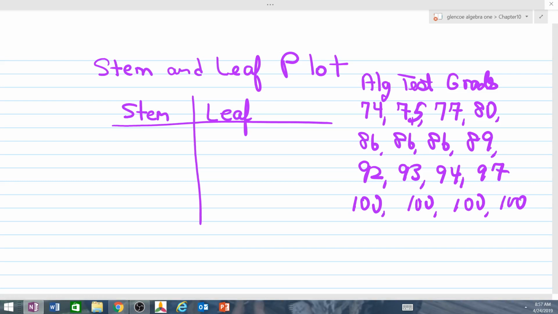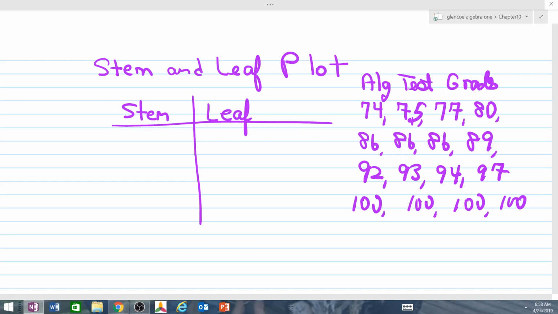The stem is the larger part of the number. So in this particular case, my stem is going to be the number that's in the tens place. It's going to be the 7, which represents the 70s family. It's going to be the 8, which represents the 80s family. It's going to be the 9, which represents the 90s family. And then, of course, it's going to be a 10 when it's going to represent 100. The thing about a stem and leaf plot, which is similar to a dot plot, is if something appears more than once, you're going to write it.